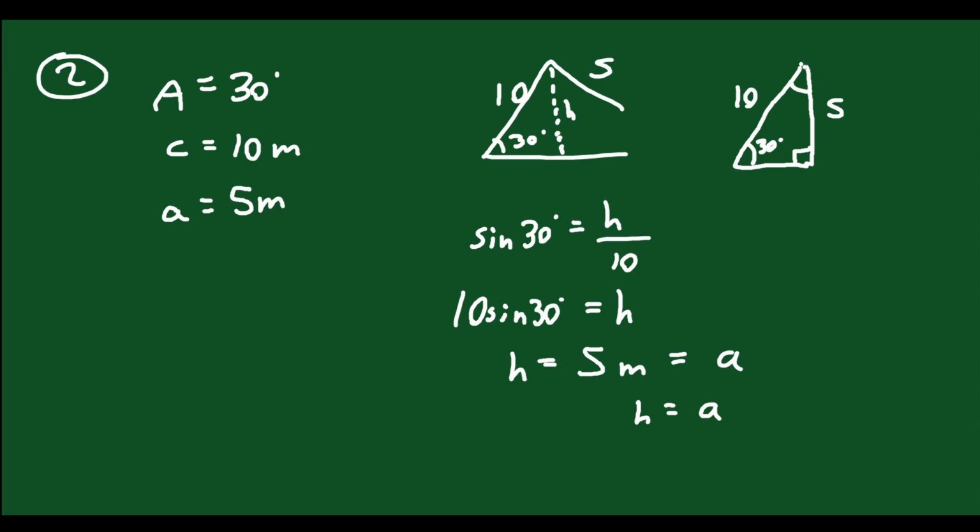So I know this top angle up here is going to be 60, and the reason I know that is because the angles have to add up to 180, so that's the first thing you can find. Then you have to find the side on the bottom.